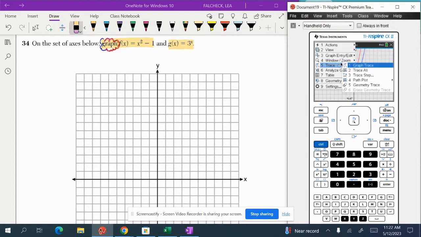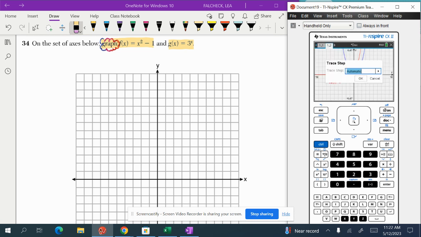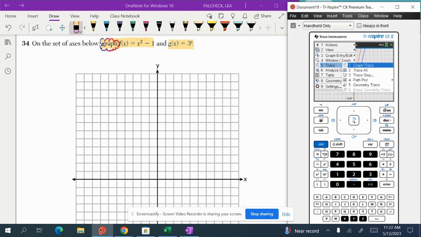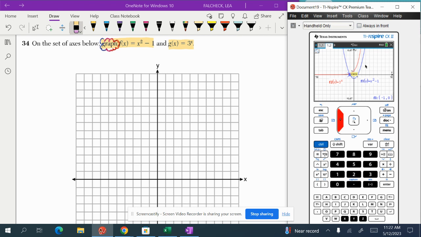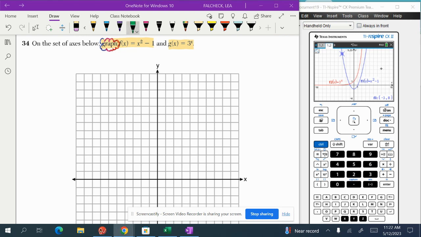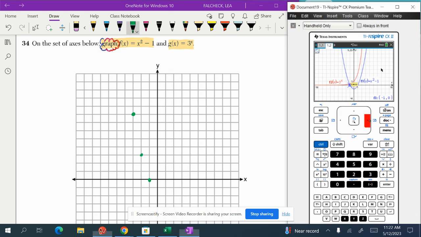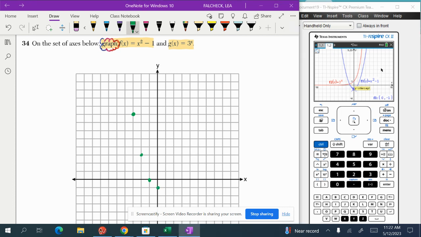I'm going to do menu 5, 3. I'm going to tell my calculator what to count by. I want it to count by ones. Then I'm going to go to menu 5, 1, and I'm going to put the blinky dot on my calculator. So it looks like I'm going to get a few nice points here. So let's go. Negative 3, 8. 1, 2, 3, 4, 5, 6, 7, 8. That's my first point. Then I'm going to go to negative 2, 3. Then I'll go to negative 1, 0. Ooh, that's an x-intercept. And I'm going to go to 0, negative 1.